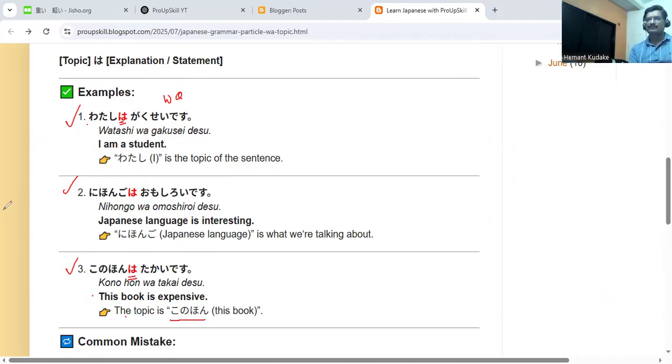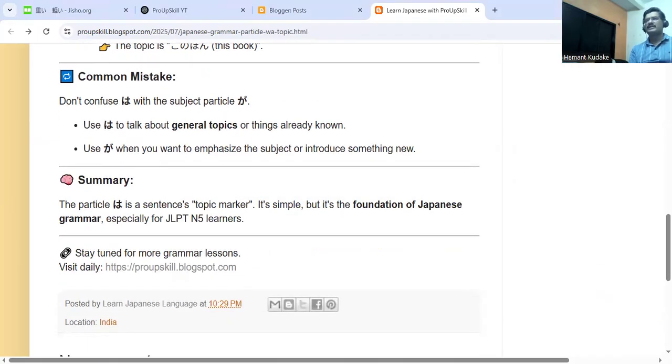A common mistake students make is that they get confused between wa and ga. As I mentioned here, wa is used to tell the main topic of the sentence. However, ga is used to emphasize the subject or introduce new information. In future, we'll take some examples of ga as well.